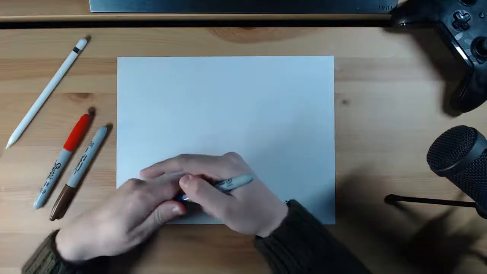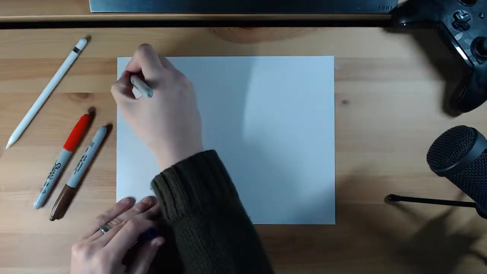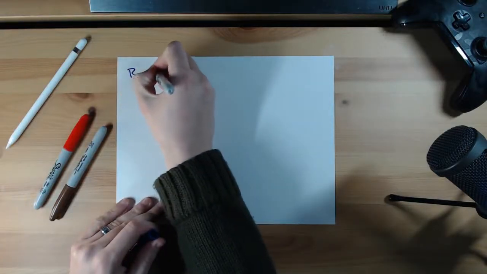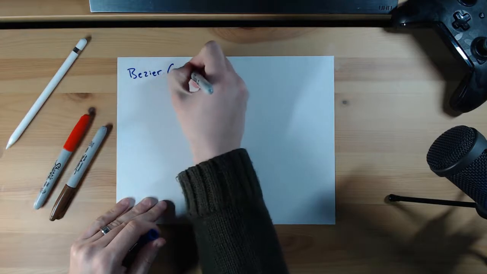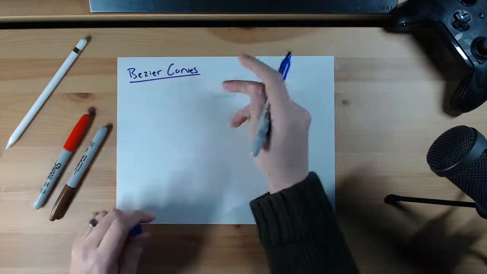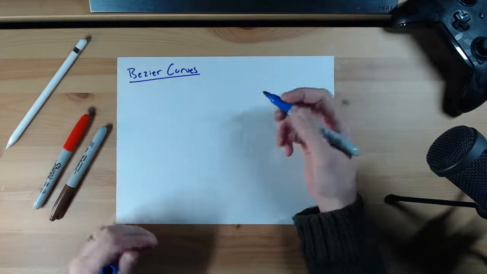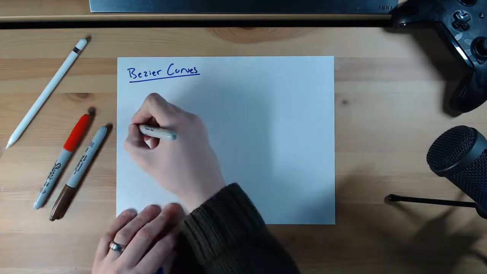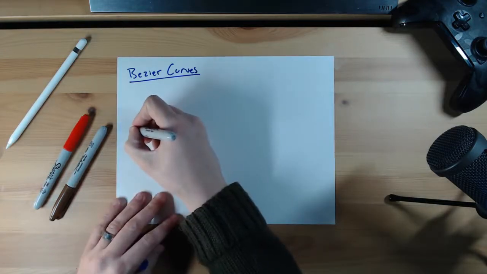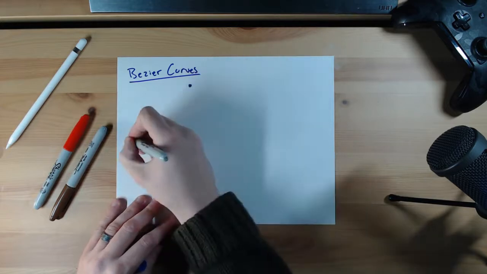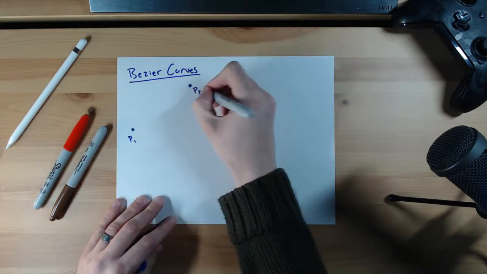In this video, I'm going to talk about Bezier curves. Now, Bezier curves are a type of linear interpolation between multiple points. And so the first one that we'll talk about is just a linear Bezier curve, which is just two positions. We'll say this is P1 and this is P2.